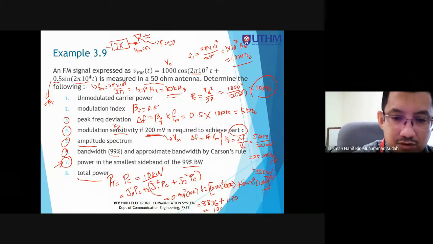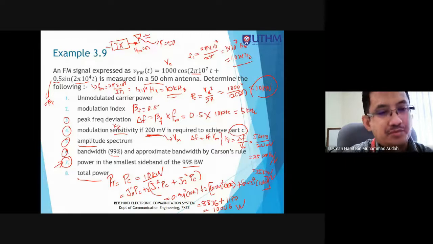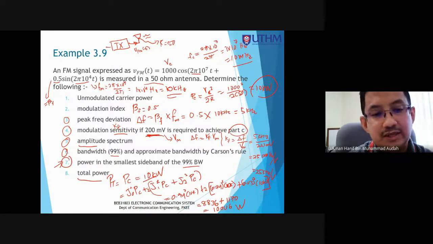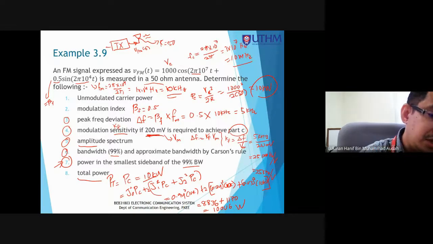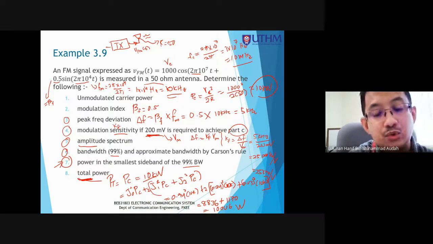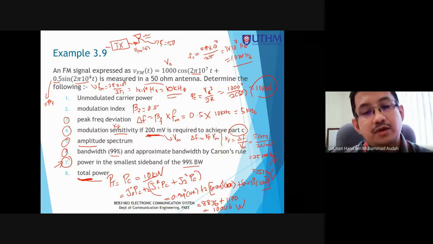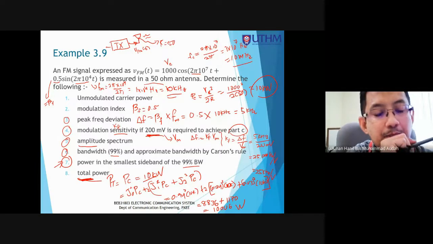10,006, 10k lah. Sama aja. So you can choose either one, no problem. Okay, tidak ada masalah you nak buat PT equal to PC or you want to use the long equation, no problem. Because this question does not specifically want you to use a long equation, it's up to you. No problem. Okay.